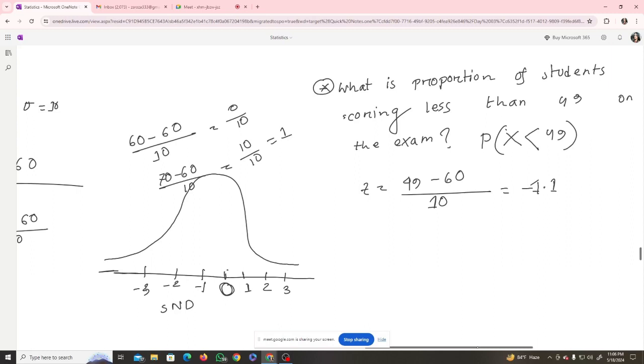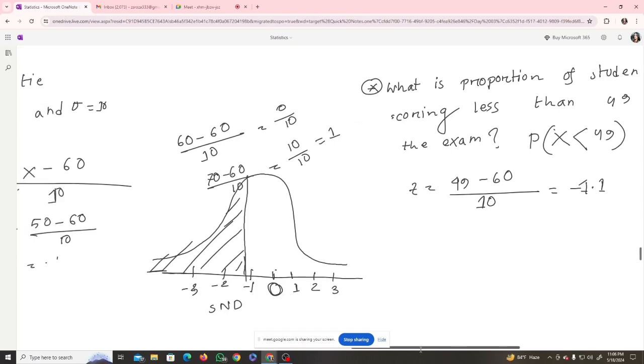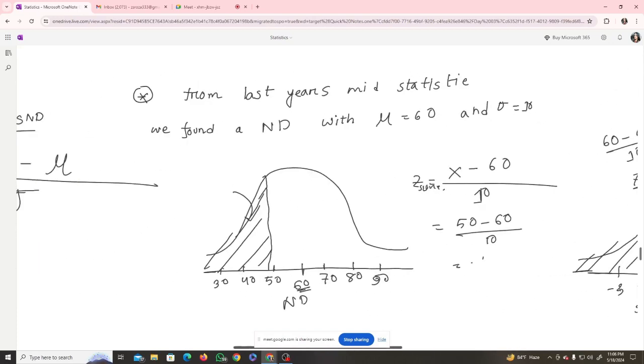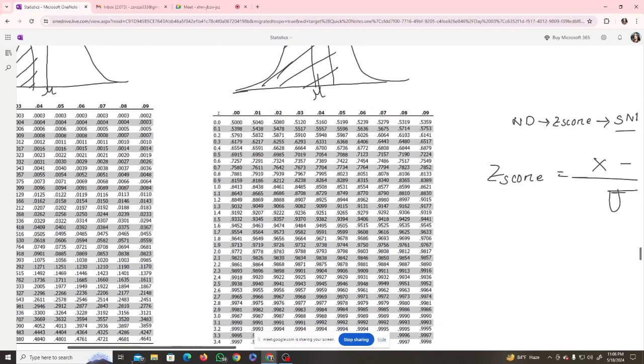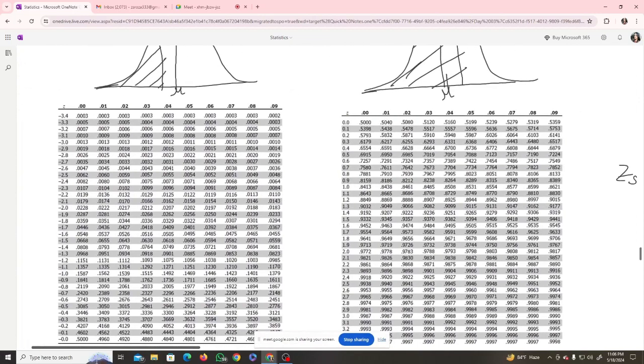Now here comes the thing, minus 1.1. So if you find minus 1.1, which is somewhere in this part of the standard normal distribution, you should find this area, or percentage of people who scored less than 49. You have to find it. And how will you find it? To find the area under the curve, we have the table. So you see these tables, which look a bit scary, but hold on guys, I'm making these things simpler for you.